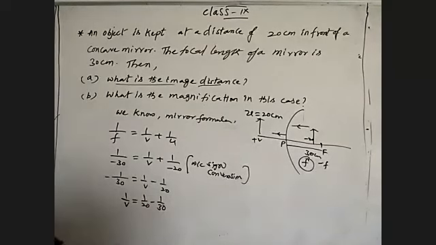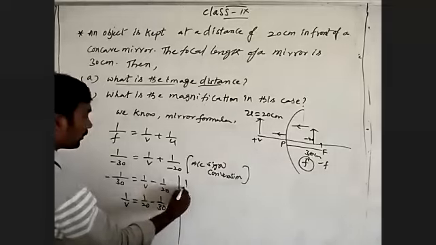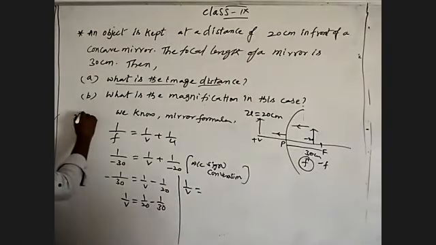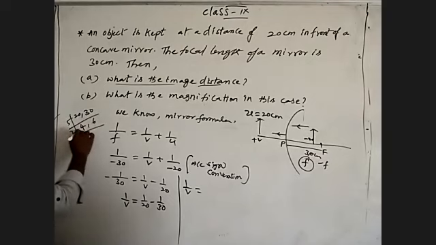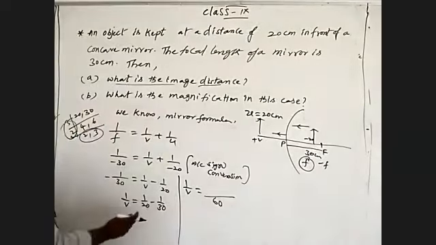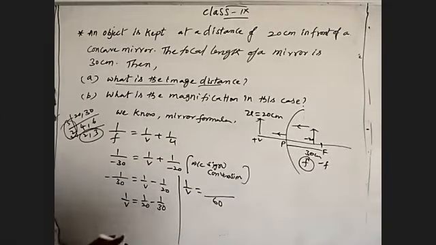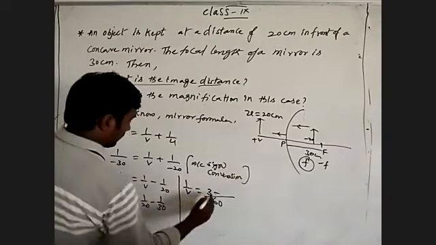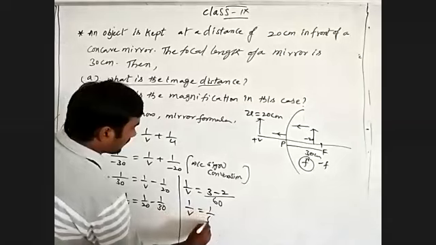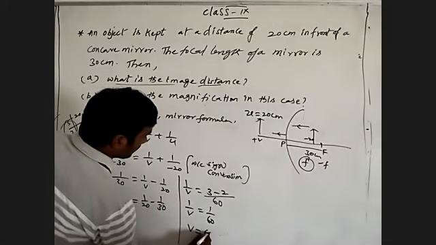Then we have to find 1 by v with 20 and 30. For the LCM, what do you have to do? 5 4s are 20, 5 6s are 30, 2 2s are 2, 2 3s are 6, so 60 is the LCM. 3 minus 2 gives 1, so 1 by v is equal to 1 by 60. So v is equal to 60 centimeters.